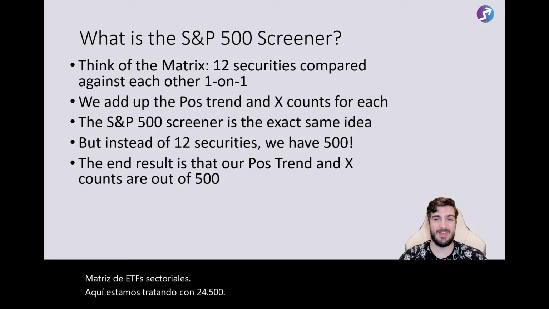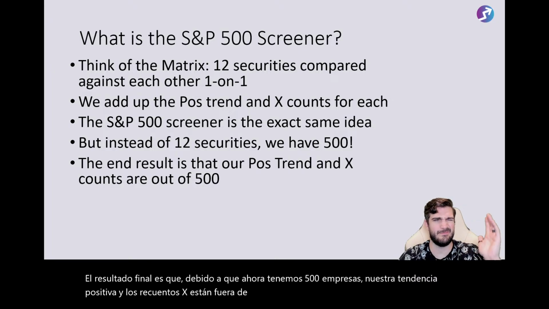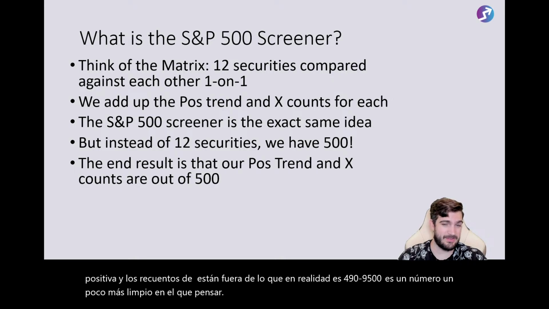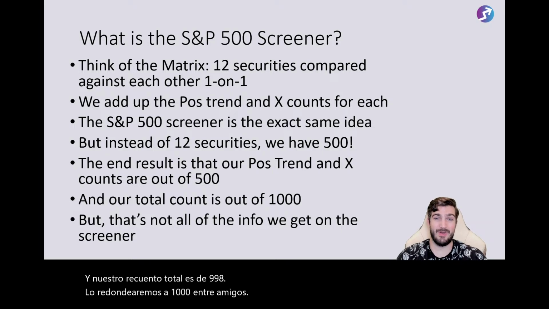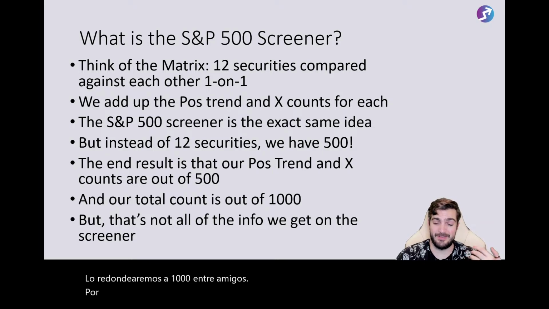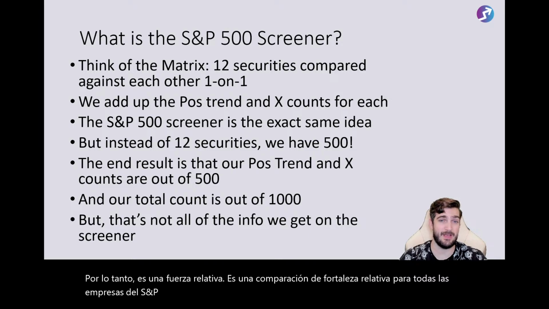The end result is that because we now have 500 companies, our positive trend and X counts are out of, it's actually 499. 500 is a little bit of a cleaner number to think about. It's out of 500. And our total count is out of 998. We'll round it up to 1,000 between friends. So it is relative strength. It is a relative strength comparison for every company in the S&P 500 compared against every other company in the S&P 500.